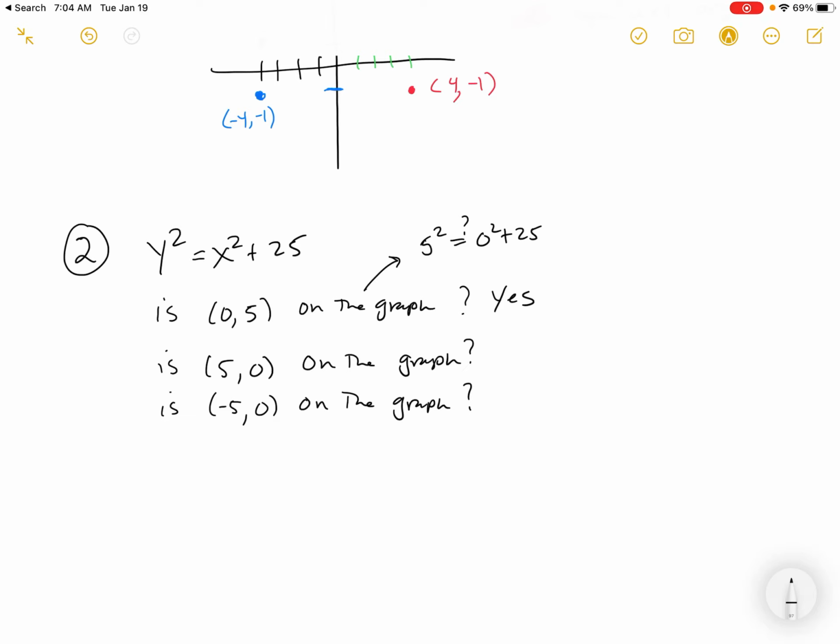How about 5, 0? If I go look at 5, 0, it's a little bit different. 0 goes in for y. 5 goes in for x. And that's a no. That is not on the graph. Because 25 is not equal to 0. And then how about -5, 0? If we plugged in -5 for x, we're still going to get a 25 plus 25 out, and that's not going to be equal to 0. And so this one's a no as well.